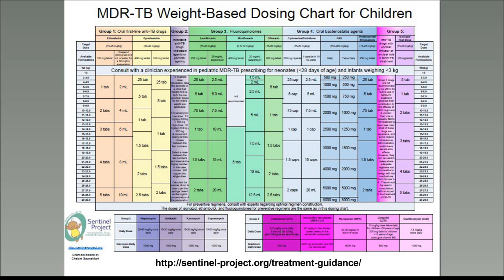And on the screen you'll see the MDR-TB weight-based dosing chart for children. This was developed by the Sentinel Project, and it's freely available online at the URL at the bottom of the screen. This has weight-banded dosing for all of the second-line TB drugs and the first-line TB drugs that are used for MDR-TB treatment. And I would encourage you to get this online and to use it in your practice.